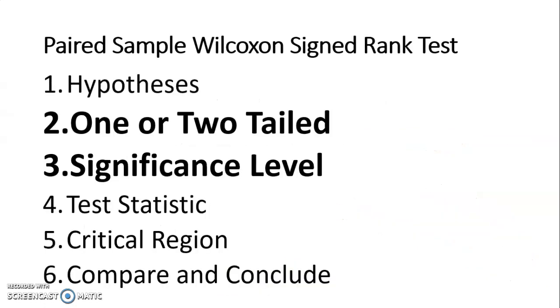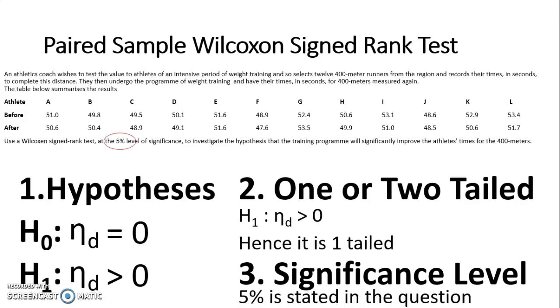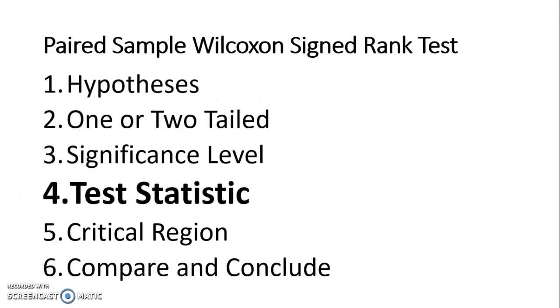So, is this one or two tailed, and what is the significance level? Thinking about our hypotheses, specifically our alternative hypothesis, we know that eta d is greater than 0, so this is a one-tailed test. We're just looking at the upper tail, and in the question it states that we are using a 5% significance level. So now we move on to step number 4, which is calculating the test statistic, and this is the part of the question that is worth the most marks.